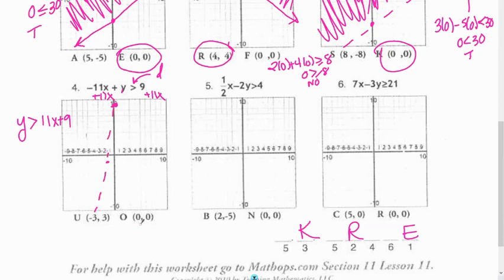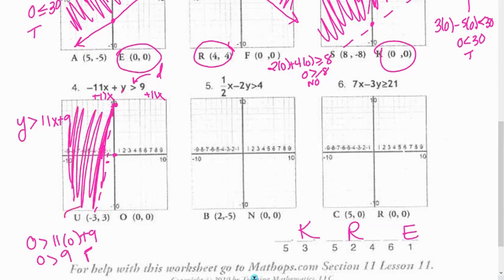Okay, and then I'm going to try 0, 0. So 0 greater than 11 times 0 plus 9 is 0 greater than 9. It is not. That is false. So I wouldn't shade on the side of 0, 0. I would shade on this side. So that means U, negative 3, 3 is there. So let's see. For number 4, I'm going to put U.